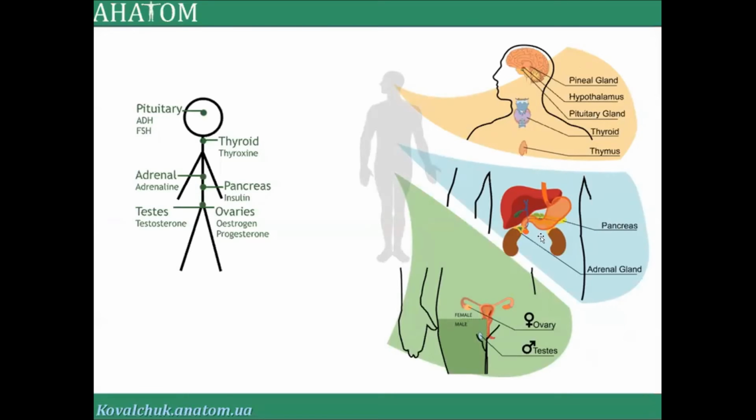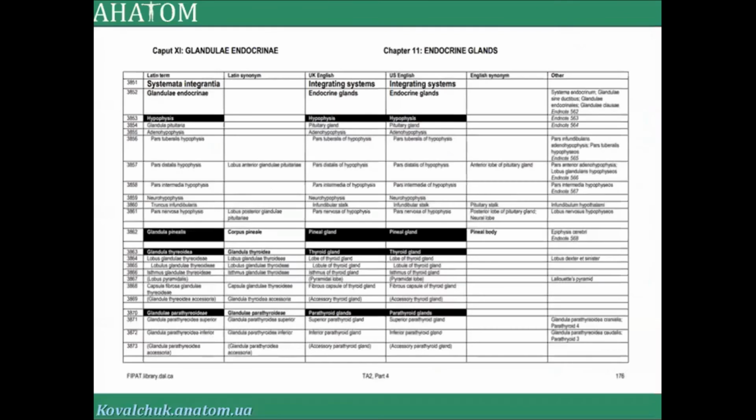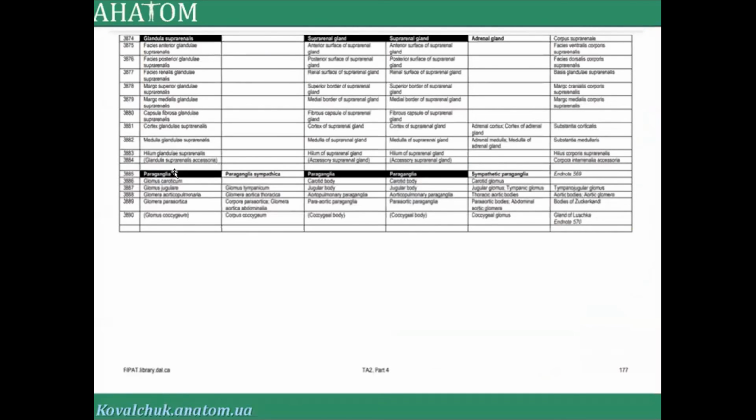Thymus, pancreas, adrenal glands, and ovary and testes. It's some organs in endocrine glands, and in modern terminology, these organs present in integral system, endocrine glands: hypophysis, glandula thyroidea, you looked, and others, glandula suprarenalis, and paraganglia.